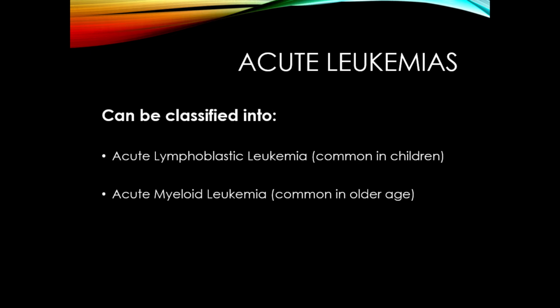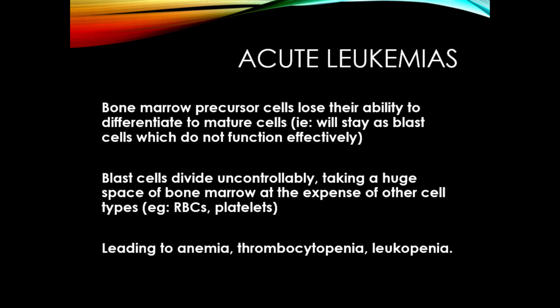What happens in acute leukemias? The bone marrow precursor cells lose their ability to differentiate to mature cells, and they will stay as blast cells. These blast cells do not function effectively, and they will divide uncontrollably, taking a huge space of bone marrow at the expense of the other types, namely the red blood cells, the platelets, and the normal white cells. This will lead to anemia, thrombocytopenia, and leukopenia, as these white cells are not functioning effectively.